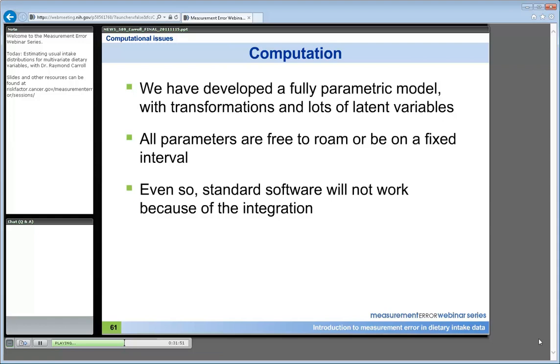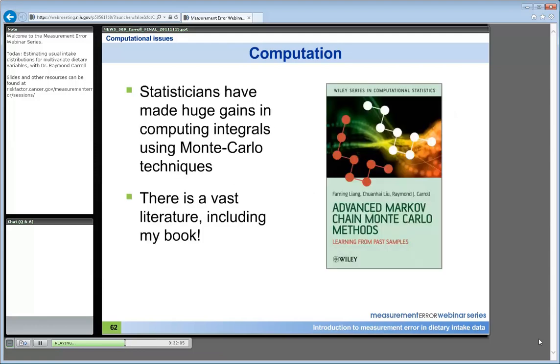And while I love our model, we worked really hard to make it computationally feasible, with parameters that are free to roam about as little happy people, or are on a fixed interval. Standard software doesn't work. So what did we do? Well, there's been a revolution in statistics and statistical computing in the last 20 years using Monte Carlo techniques. Statisticians, computer scientists, bioinformaticians, they're all moving to Monte Carlo techniques for computation of integrals.